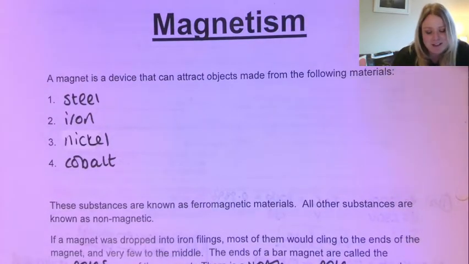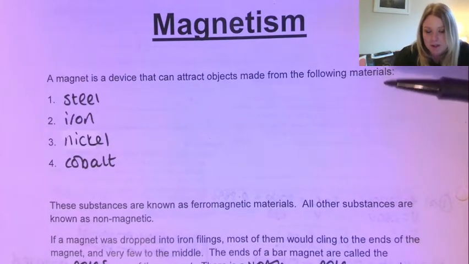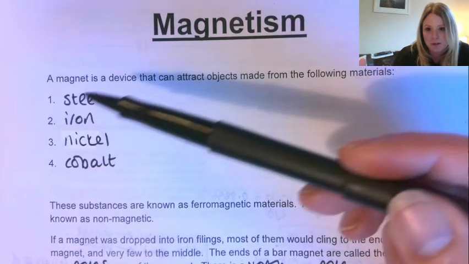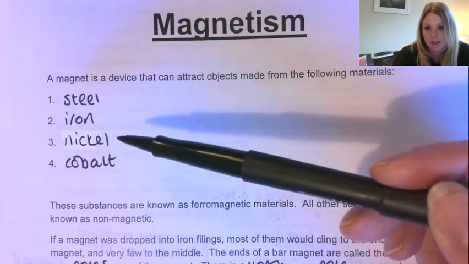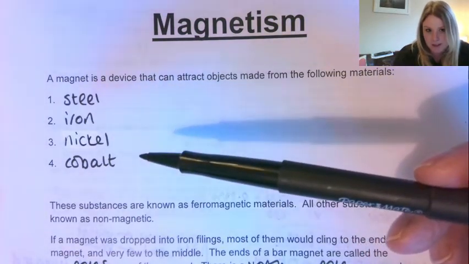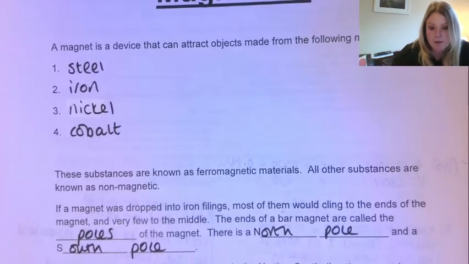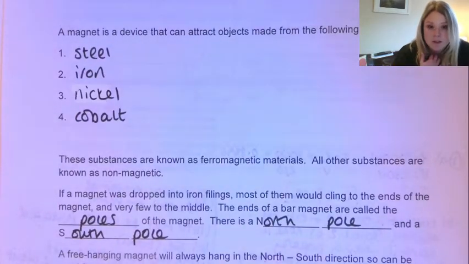So a magnet is a device that can attract objects which are made from the following materials. So steel or iron, nickel or cobalt, right? These substances are known as ferromagnetic materials. All other substances are non-magnetic.